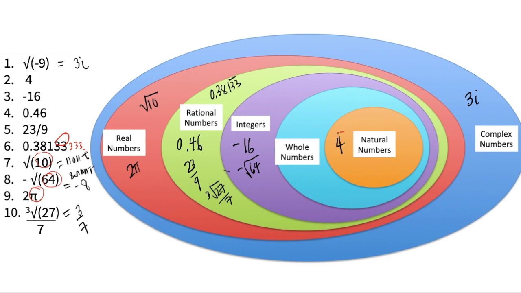If I ask, is 4 a whole number? Yes, okay? It's a natural number na whole number din. How about negative 16? Is negative 16 a whole number? No, kasi outside siya nitong circle for the whole number. Pero it's an integer, at the same time rational number din siya, at the same time real number din siya. How about 3i? Is 3i a natural number? No, kasi yung natural number is nasa loob ng real numbers. And yung 3i, it's outside the set of real numbers, pero nasa loob siya ng set of complex numbers.